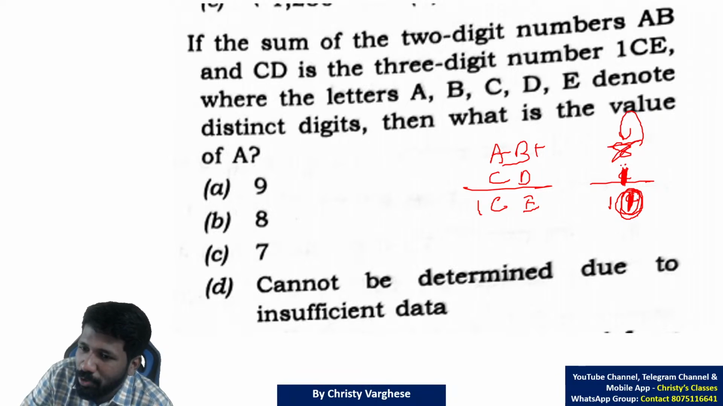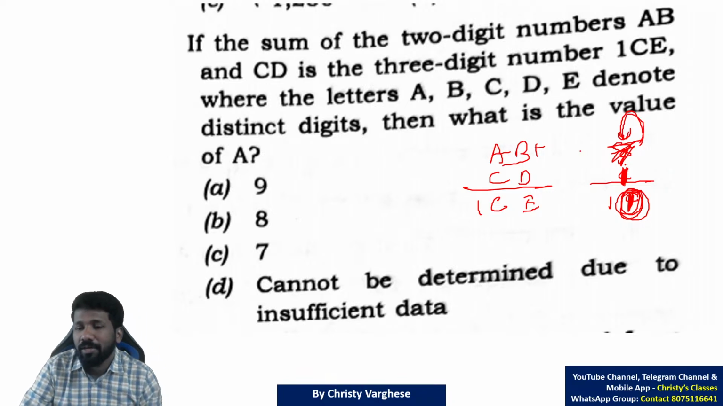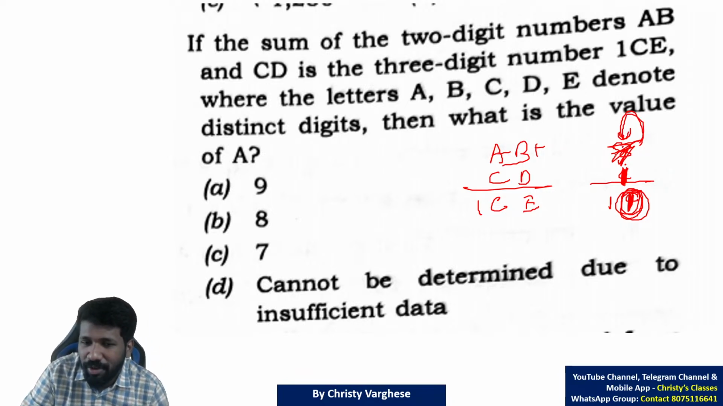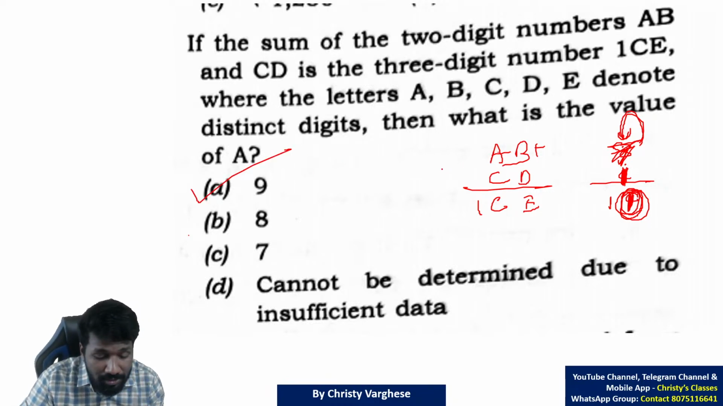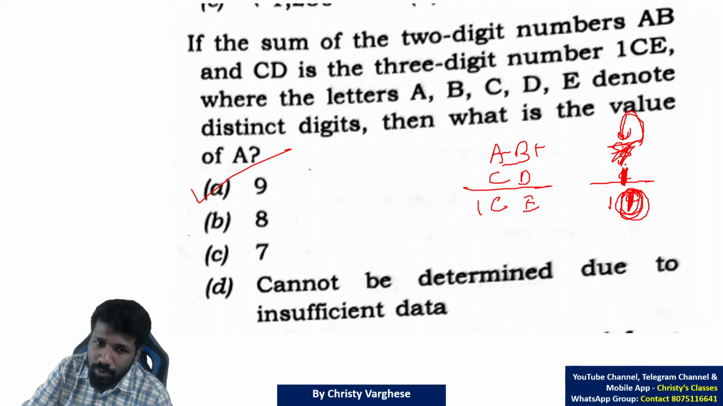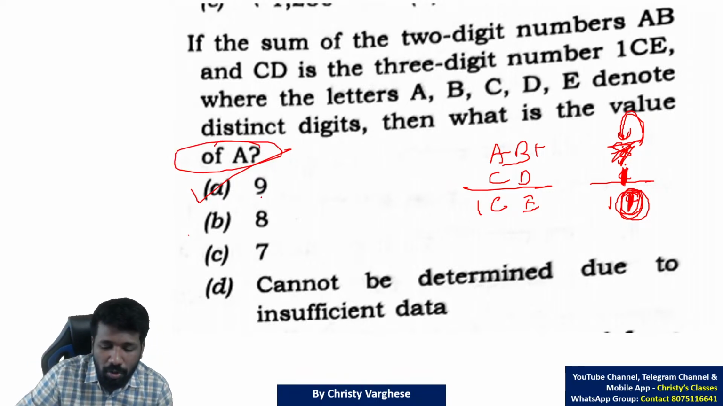If it is 7 also, same problem. 3 is needed for making this 1, but maximum carry is 1. So 6, 5, 4, all these are impossible. So the only possibility is A being 9. We don't know what C is because C can be anything, but A should be 9 for sure. The question is only asking that. So option A is the answer.